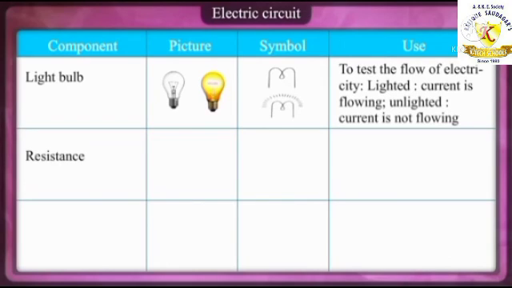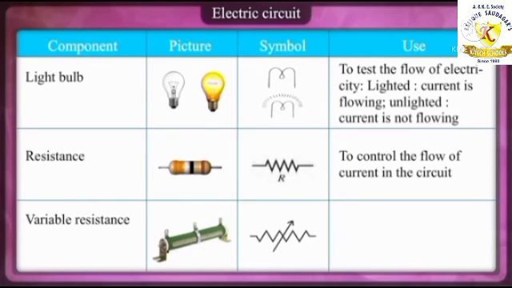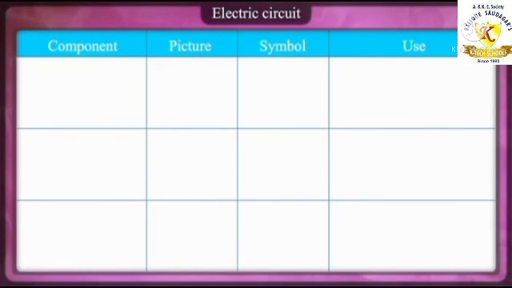Next component, resistance. Picture. Symbol. What's the use of resistance in an electric circuit? To control the flow of current in the circuit. So resistance controls the flow of current in the circuit. Next component, variable resistance. Picture. Symbol. What's the use of variable resistance? To change the resistance as required and thereby control the current.